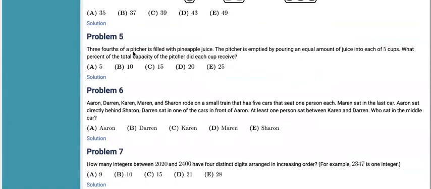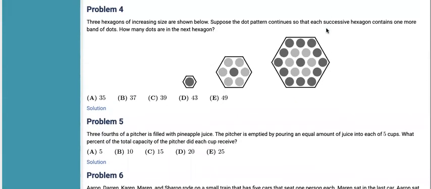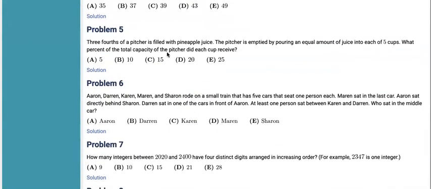Okay, problem 5. 3/4 of the pitcher is filled with, let me just make sure I read that right. Yeah. 3/4 of the pitcher is filled with pineapple juice. The pitcher is emptied, pouring an equal amount of juice into each of 5 cups. What percent of the total capacity of the pitcher did each cup receive? 3/4 is 75%. If we pour 75% into 5 cups, it's 75 divided by 5 is 15%. So the answer is C.